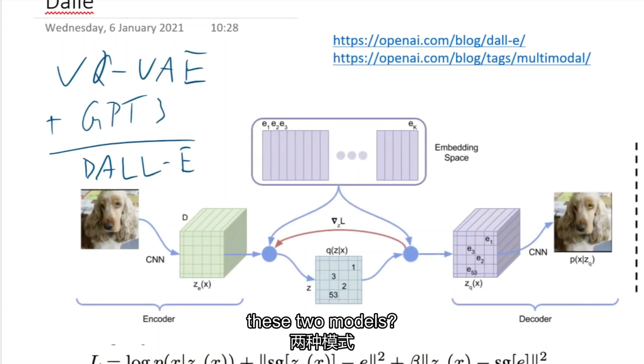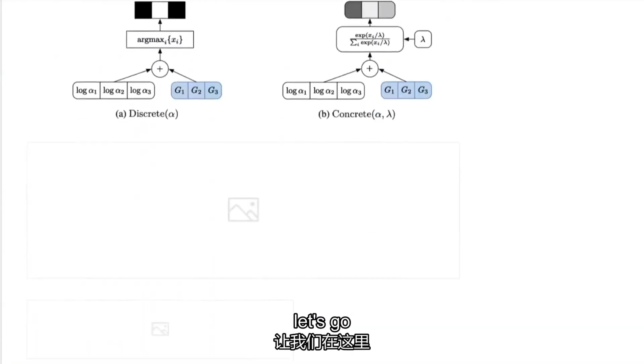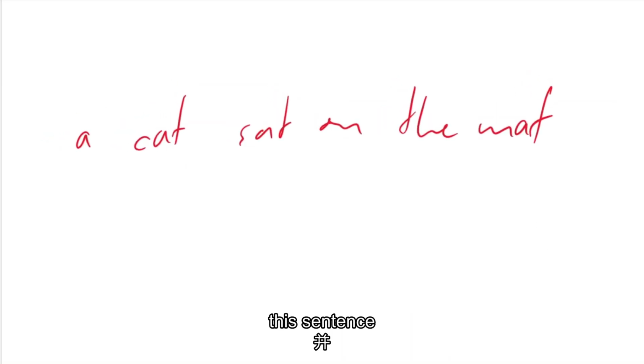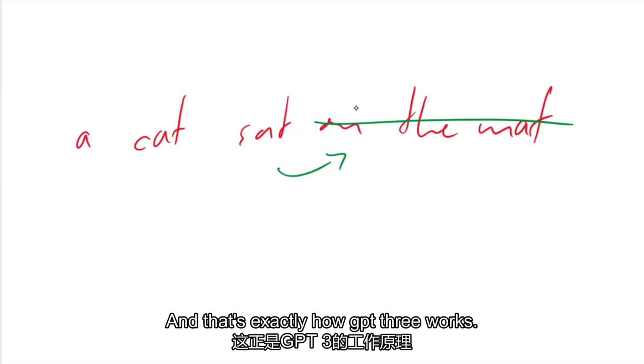Why combine these two models? GPT-3 is extremely good at modeling language, right? So if I have a piece of text, let's say, a cat sat on the mat, a transformer will be very good at understanding this sentence and being able to complete it. So if I cross out the end and ask a transformer to continue the sentence, it will be able to continue just fine if it is trained well. And that's exactly how GPT-3 works.